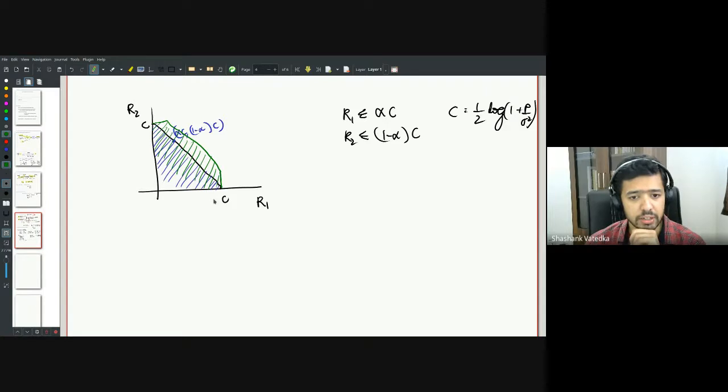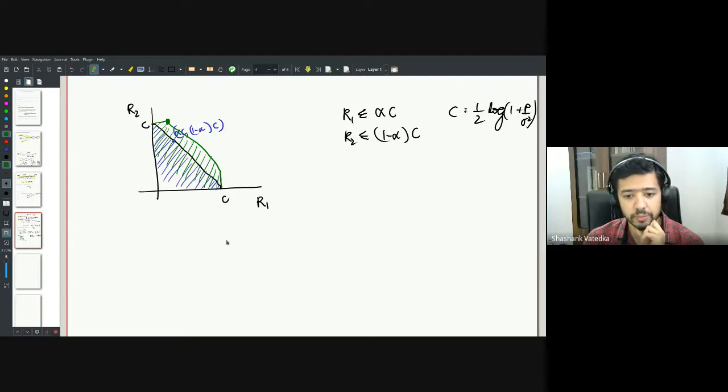Okay, and the idea behind this is in fact quite simple. I can just directly describe to you the scheme which goes from the triangle to the pentagon. The idea is basically the following. Now you have two users sending to the same receiver. Let us say that I want to achieve some point over here. So what do I do?